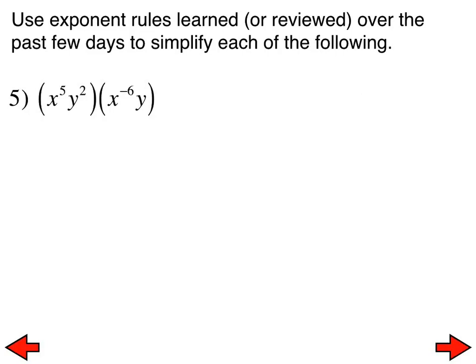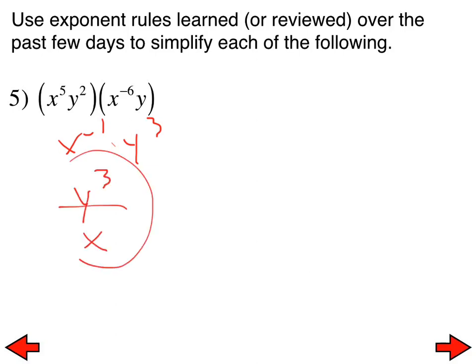I already talked about the fact that you should be thinking about grouping like things together, and I had written down x to the 5th times x to the negative 6. That's x to the negative 1, and then y to the 2nd times y is y to the 3rd. And then from there, we have x to the negative 1 times y to the 3rd. That becomes a problem like in 1 through 4. So that would leave us with y to the 3rd over x for number 5.